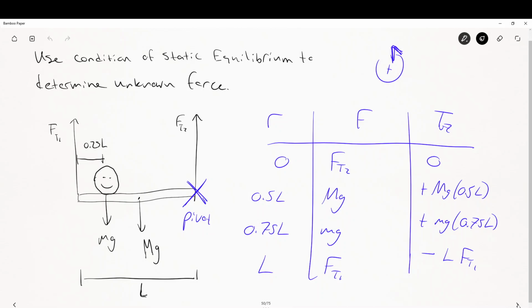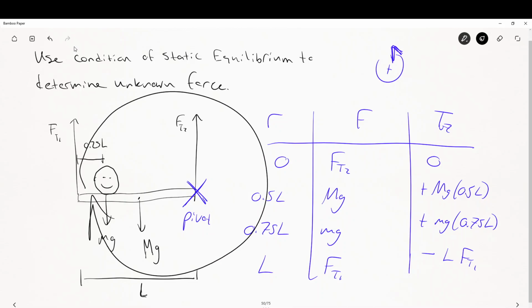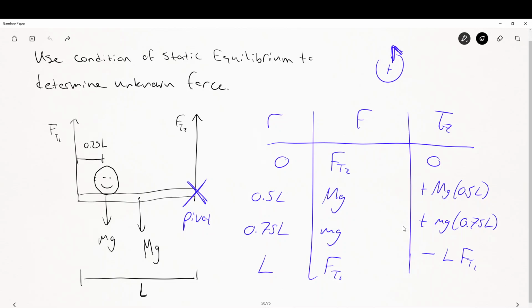sign of their torques. So the weights now being to the left of the pivot point and pointing downwards would create a counterclockwise rotation now, right? Because this would tend to make a rotation like this. So the weight of the scaffolding and the weight of the man now have positive torques. F_T2 doesn't produce any torque because it's right on top of the pivot. And F_T1 produces a negative torque because this guy wants to make a rotation that looks like that, clockwise. So he gets a negative torque.